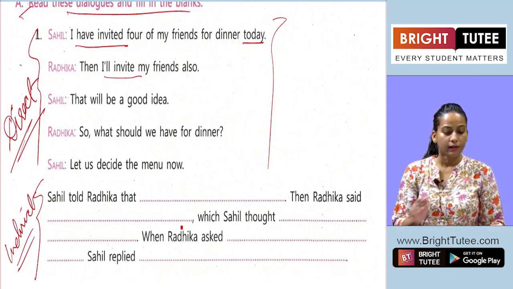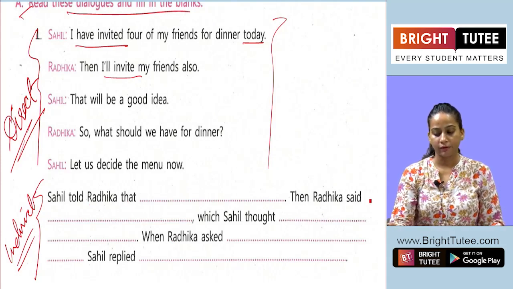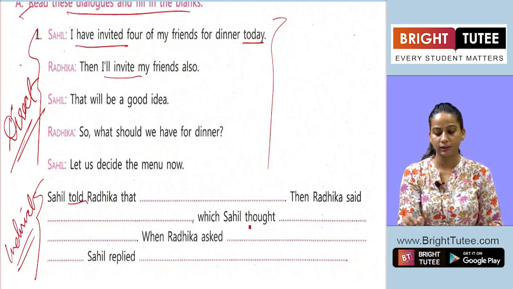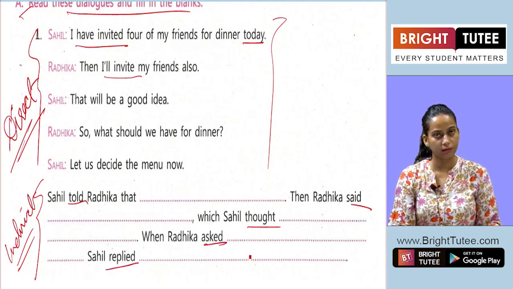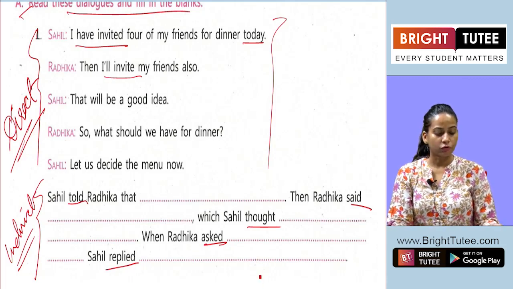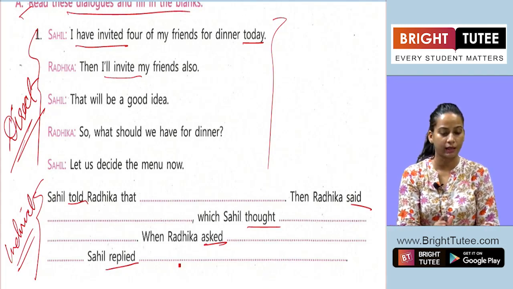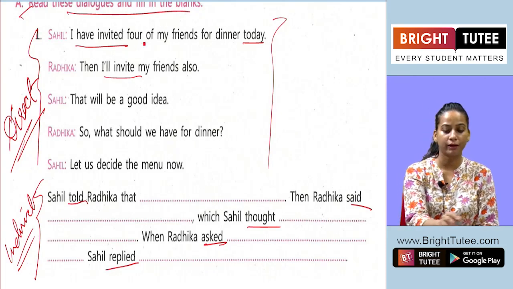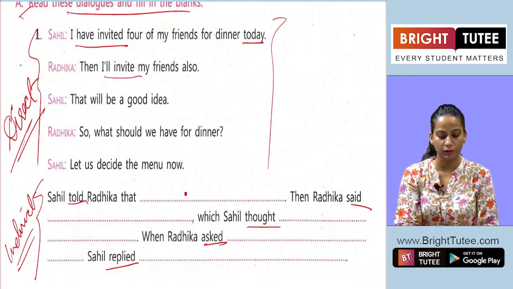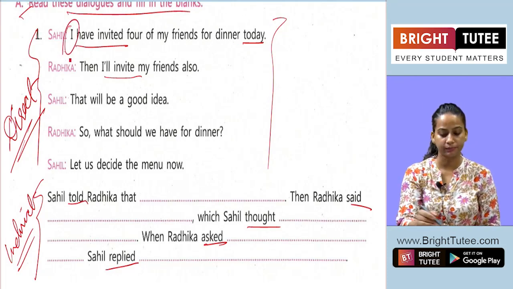So let's start with that. Here firstly we'll see that Sahil told Radhika that, then Radhika said, which Sahil thought. We can see here it is telling us that it has been used in past tense. Accordingly we are going to change the statement. So first one, Sahil told Radhika that. The first sentence: I have invited 4 of my friends for dinner today. So it will change like that. I will change to he.